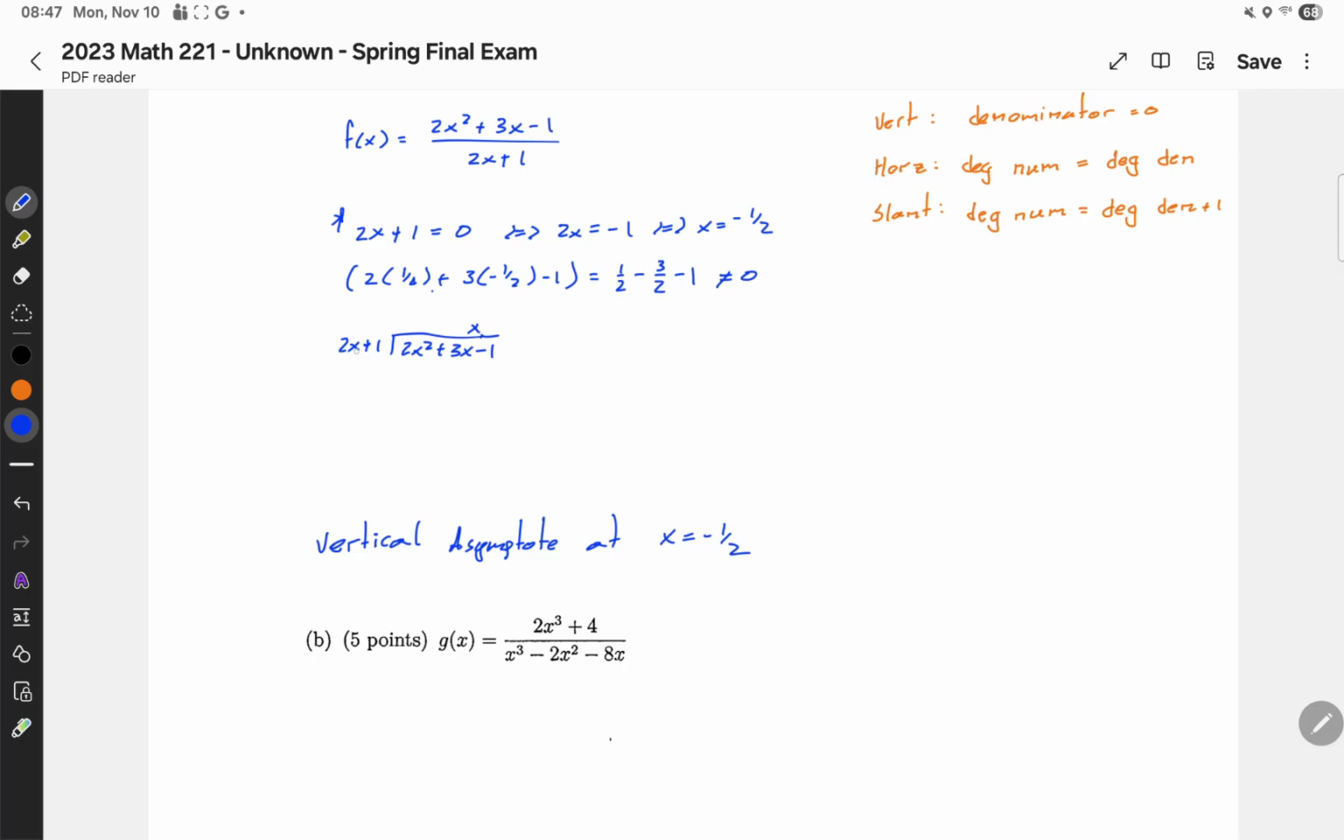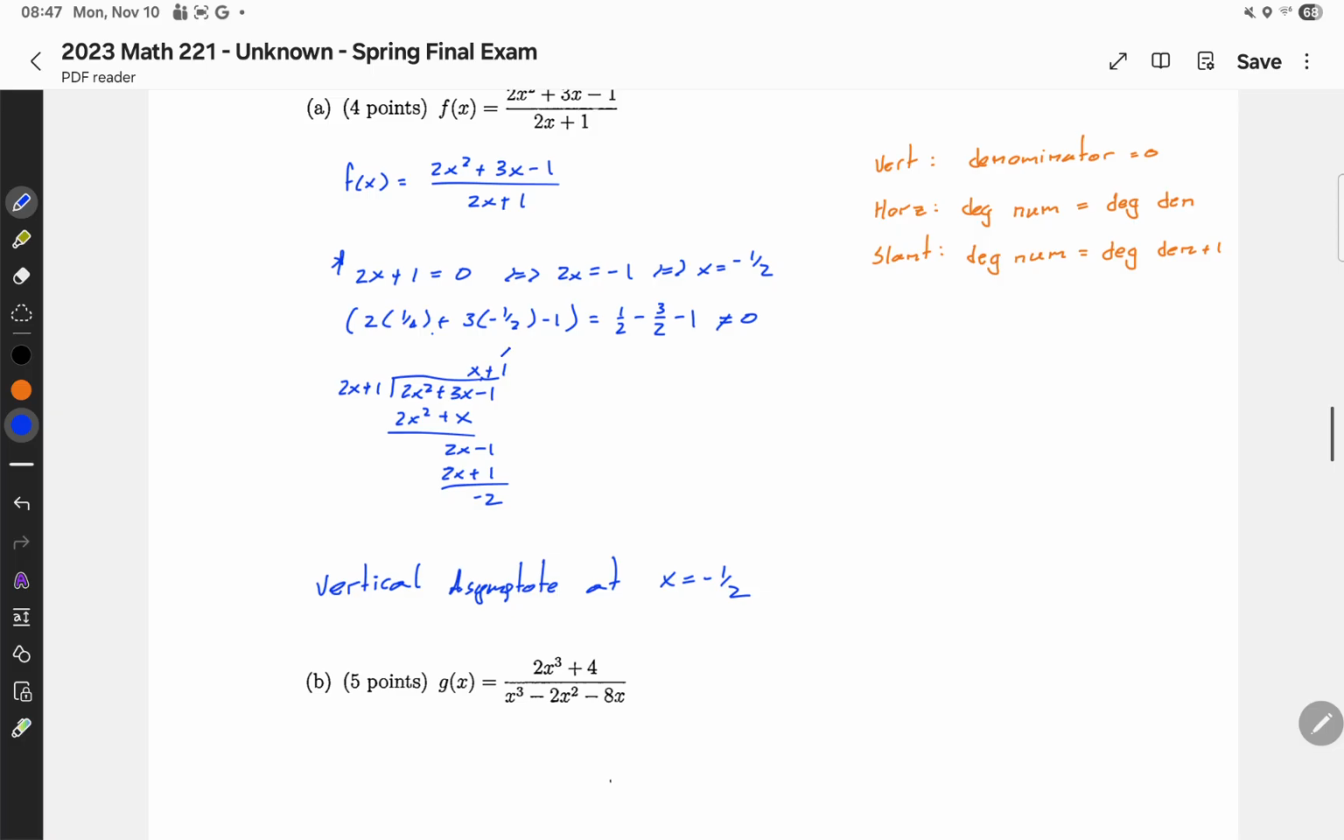x times 2x plus 1, that's going to be 2x squared plus x. Subtracting, we get 2x minus 1, and we'll do one more. We're going to add 1 to this. 1 times 2x plus 1 is 2x plus 1, and we're going to get a remainder of minus 2. We don't care too much about this remainder. All we're looking at here is this is going to be our slant asymptote right here.